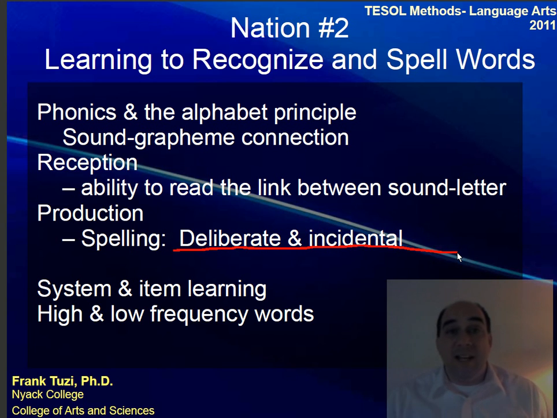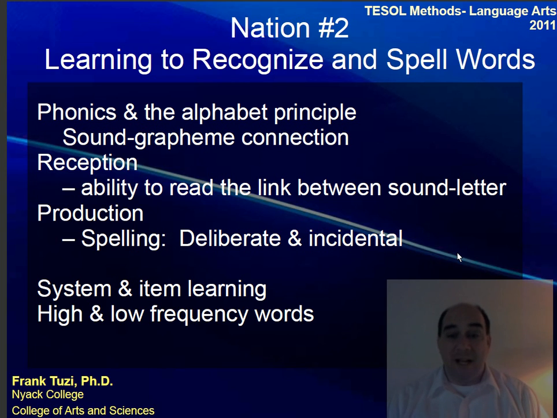Do I believe in incidental learning? Absolutely. Do I think we should do that? Yes, we should. However, especially with adults, they have the ability to reason. They have the ability to memorize and understand logically what things are. So I don't think we should deny that. So do I think we should be teaching deliberate spelling? Yes. Could we put it into things that are fun? Yes. But does it need to be incidental? No. We should be doing both.